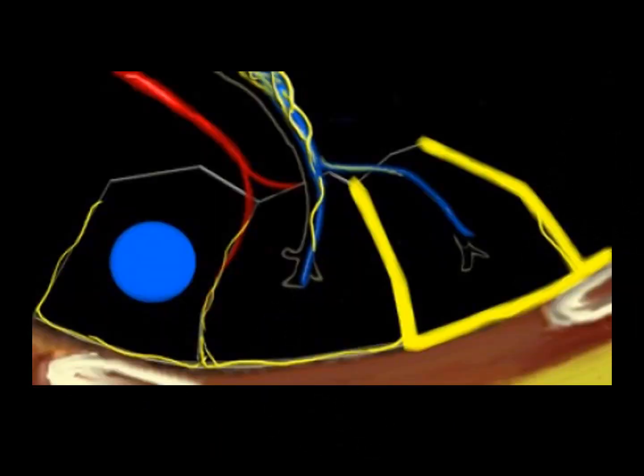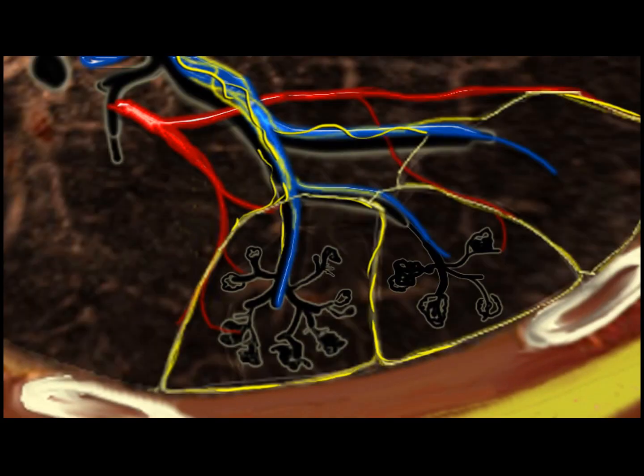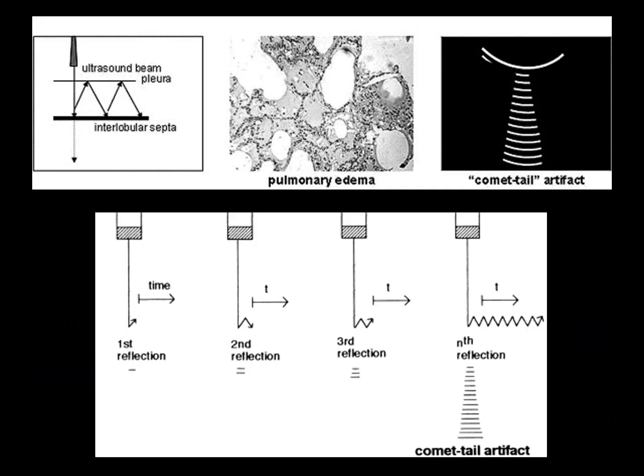B-lines are generated by thickened interlobular septa. Normally, the interlobular septa are too fine to generate artifacts. However, when the septa become thickened with fluid or fibrosis, the ultrasound beam is trapped and undergoes a to and fro movement that generates small lines at each movement. The summed result is a long vertical hyperechoic line, the B line.